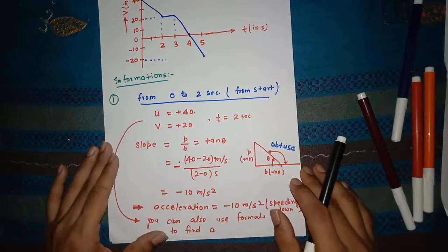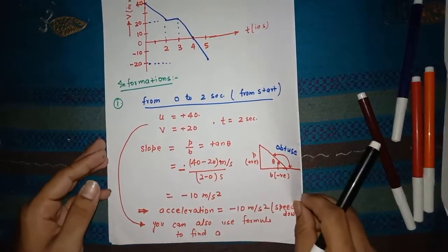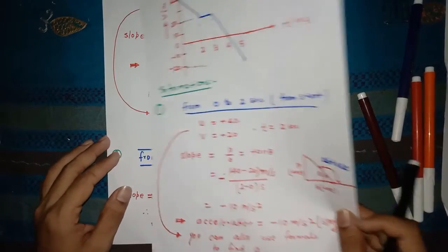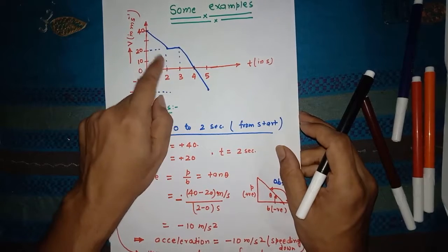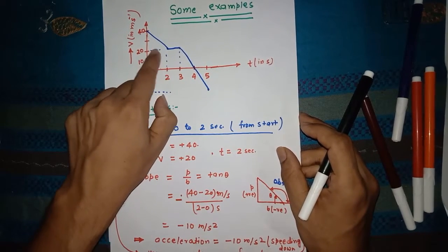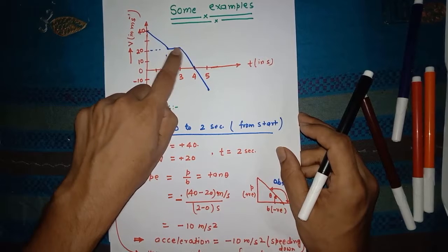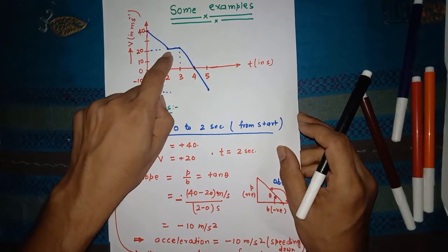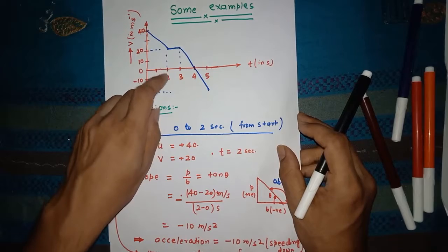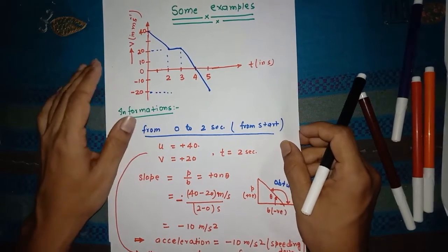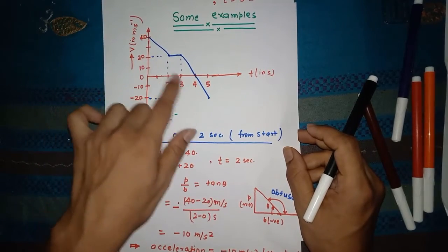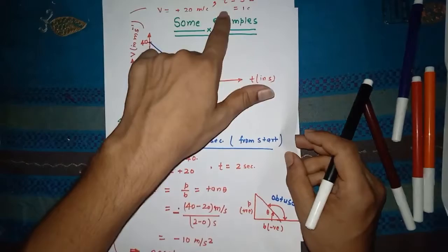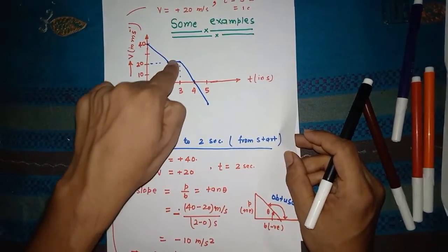Now I take another situation, from 2 to 3 seconds, that is here, 2 to 3 seconds. You can see here that from 2 to 3 seconds the body has the same speed, 20, 20, 20, at every point. That means the body never changes its speed during 2 to 3 seconds. Now from the graph you can say that u is plus 20 and v is also plus 20, and t is 3 minus 2, that is 1 second spent during the motion of this section.